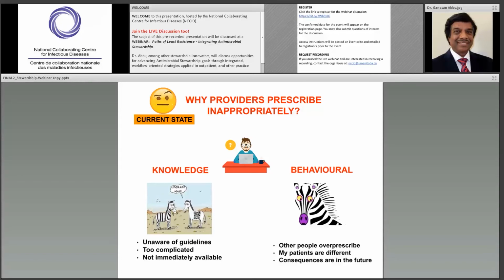And lastly, it's difficult for prescribers to focus on an issue which is too far remote from the patient consultation. They are more concerned with the patient that is there in front of them. And antimicrobial resistance is something that occurs in a remote space at some future date. Now, technology can help us by embedding guidelines into the usual physician workflow. And this can help circumvent the barriers of the knowledge gap and some of the behavioral issues.